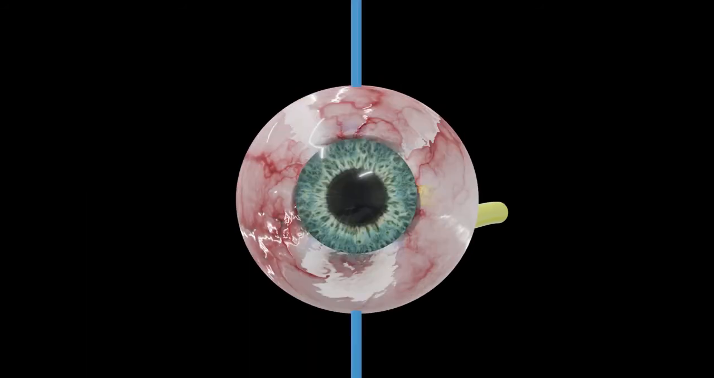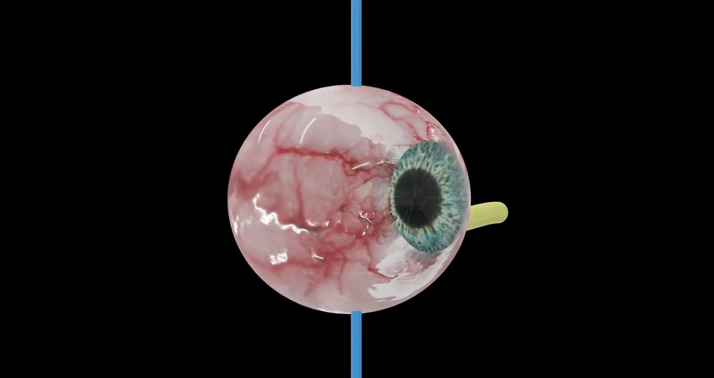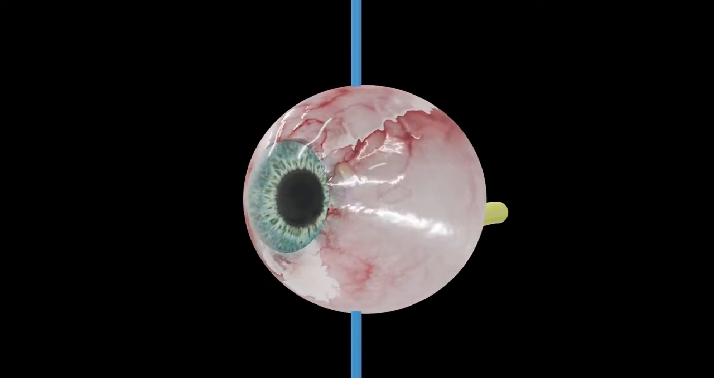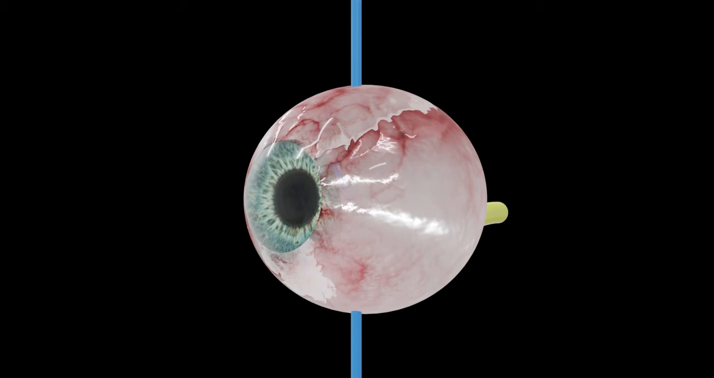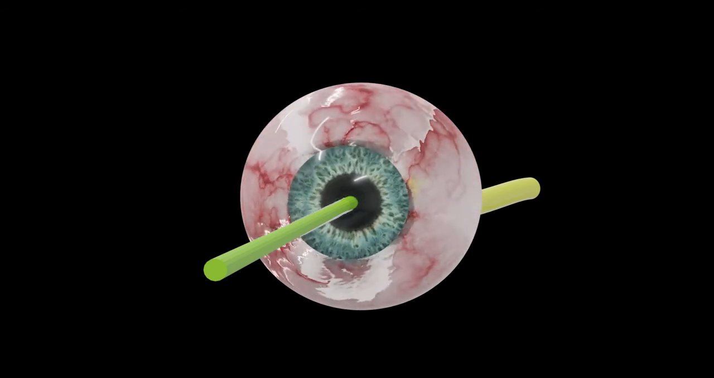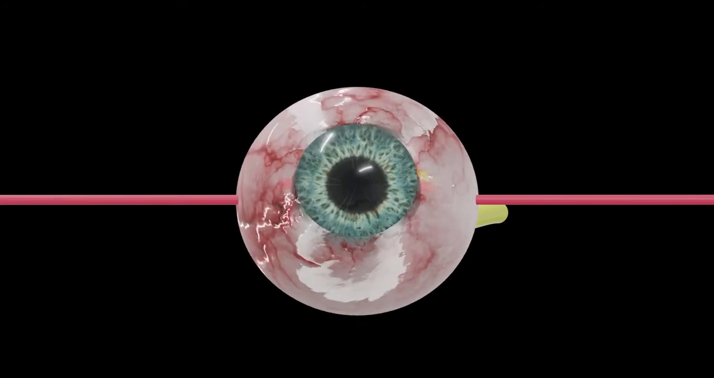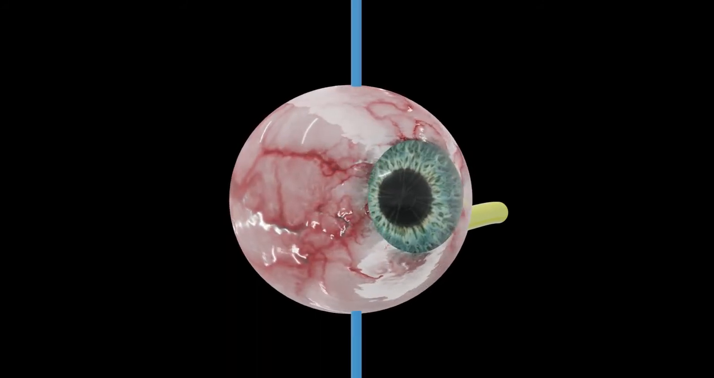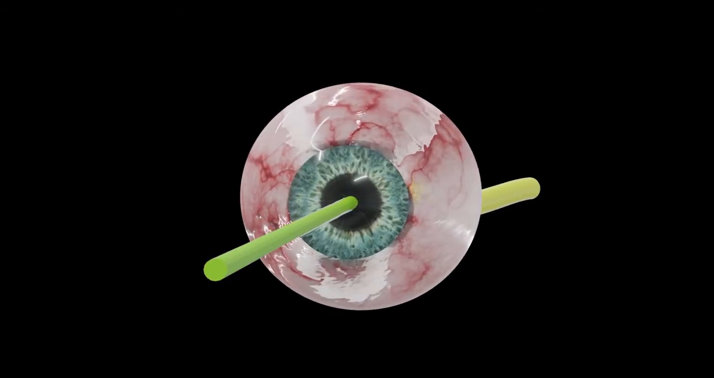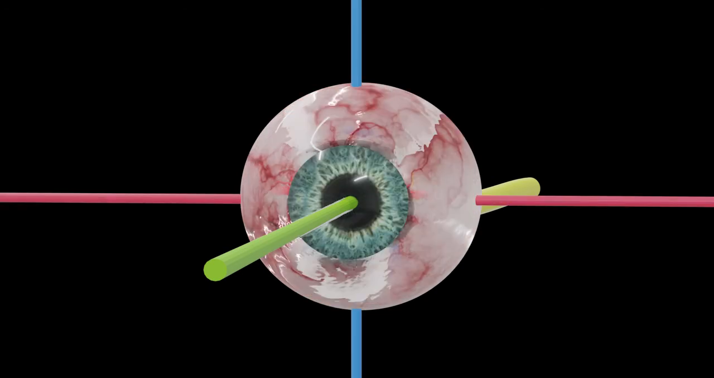In the vertical axis, the movements possible are adduction, that is medial rotation, that is moving the eye towards the midline, and abduction, that is lateral rotation, that is moving the eye away from the midline. Along the anteroposterior axis, the movements possible are intorsion and extorsion. So in transverse axis, elevation, depression; in vertical axis, adduction, abduction; and in anteroposterior axis, intorsion and extorsion. These are the possible movements in the eyeball.